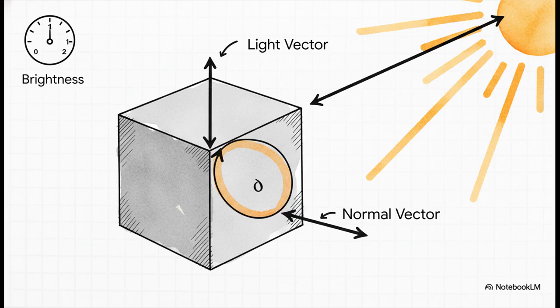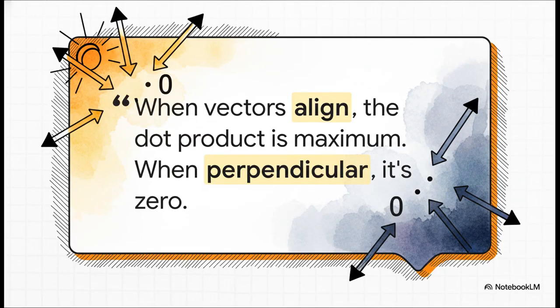To figure out how bright a surface should be, the computer is constantly calculating the dot product between the direction of the light source and the direction the surface is facing. It really all boils down to this. When those two vectors line up, when light is hitting a surface head-on, the dot product is as big as it can be, and that spot is super bright. But when the light just grazes the surface, the vectors are perpendicular, the dot product is 0, and that spot is dark. It's an incredibly simple and elegant way to create realistic lighting.